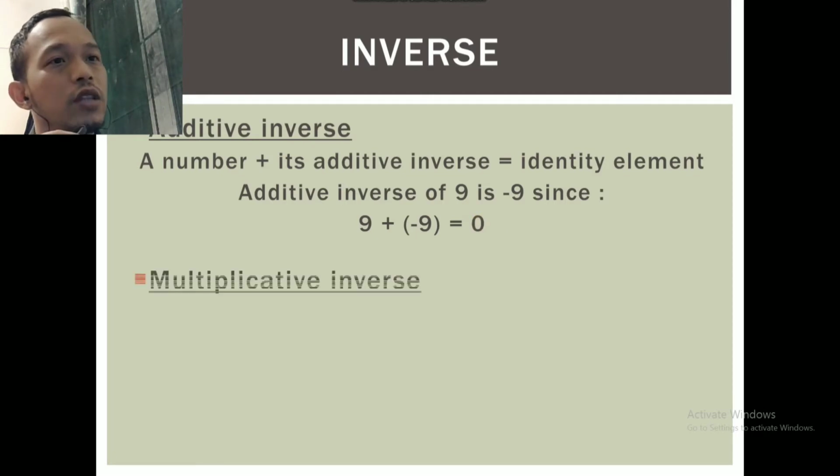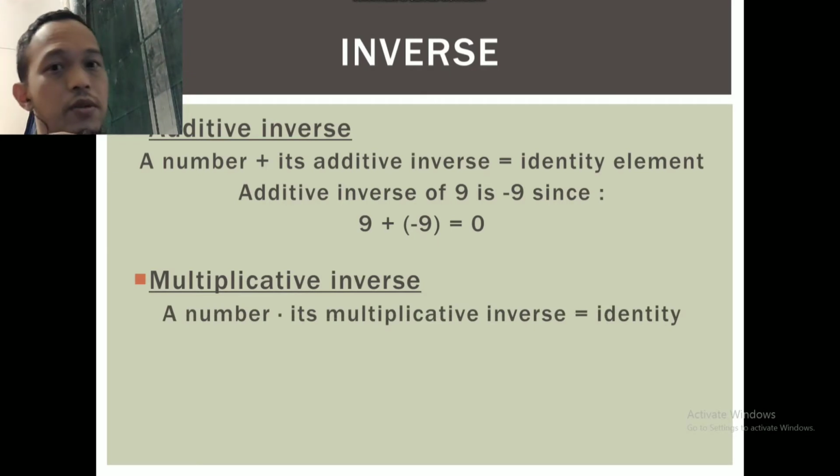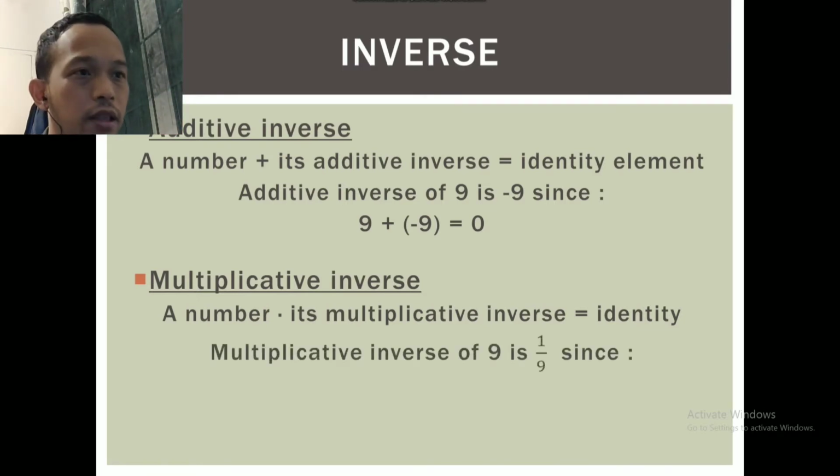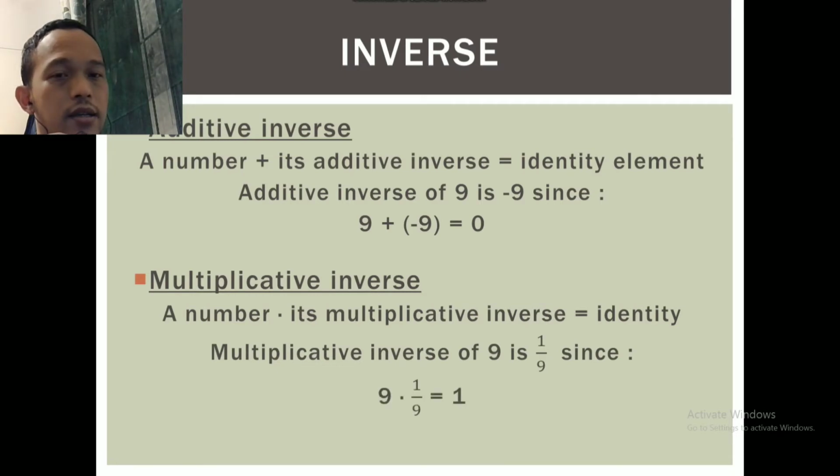For the multiplicative inverse, the definition is almost the same. If a number is multiplied by its multiplicative inverse, it will equal the identity element of multiplication, which is 1. So what is the multiplicative inverse? It is the number that, multiplied by the given number, gives 1. The multiplicative inverse of 9 is 1/9, since 9 times 1/9 equals 1.